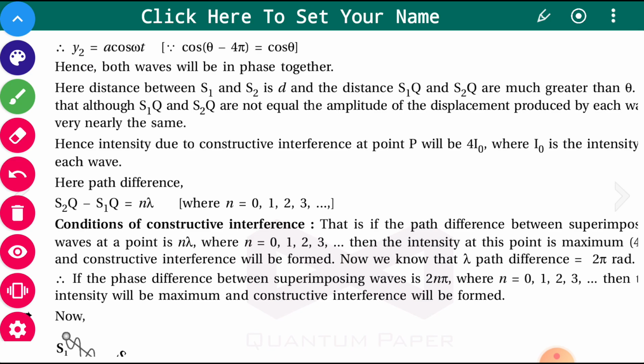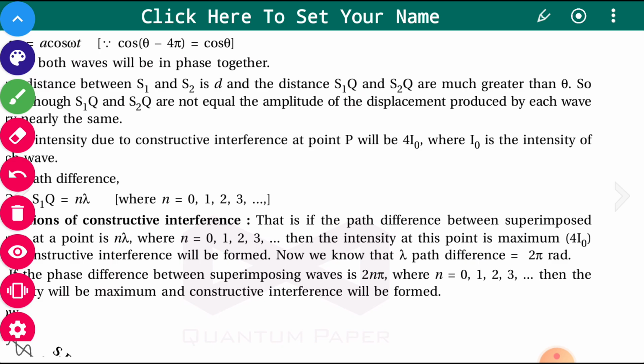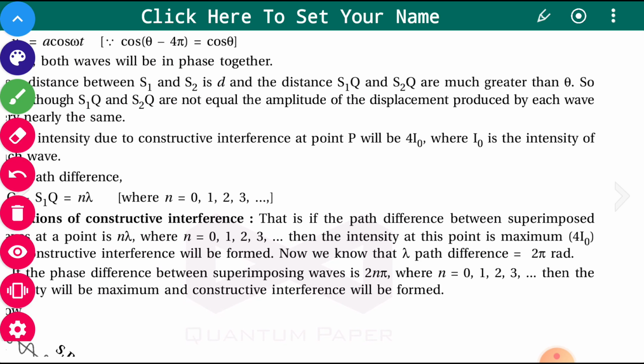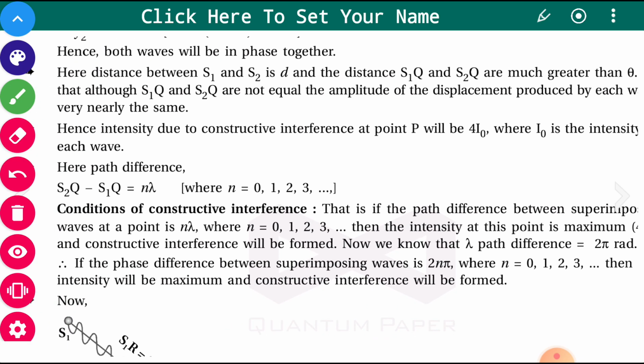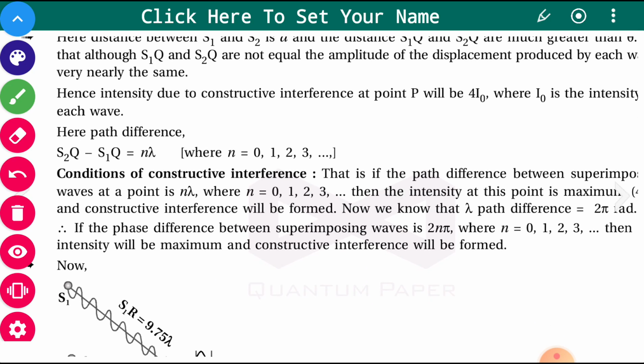Hence, the intensity due to constructive interference at point Q will be 4I0, as we have discussed earlier, where I0 is the intensity of each wave. And the path difference here is 2 lambda. If there is 3 lambda, 4 lambda, every time this will be the same condition. The phase difference would be 2 pi, 4 pi, 6 pi, that way. And the path difference will always be S2Q minus S1Q.